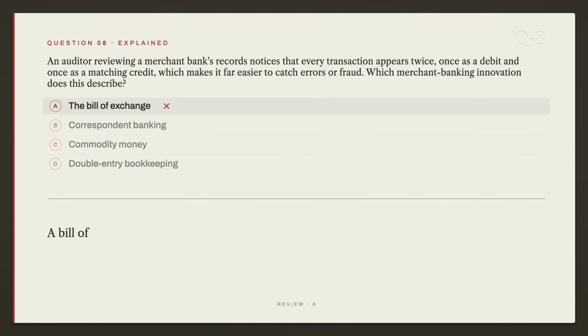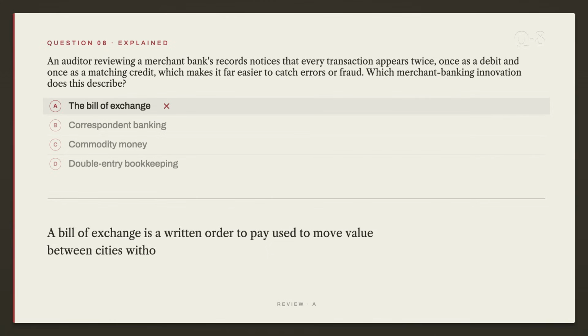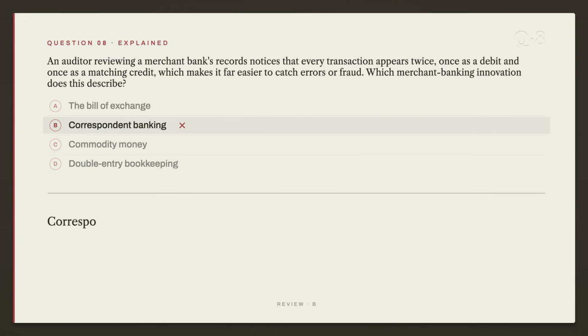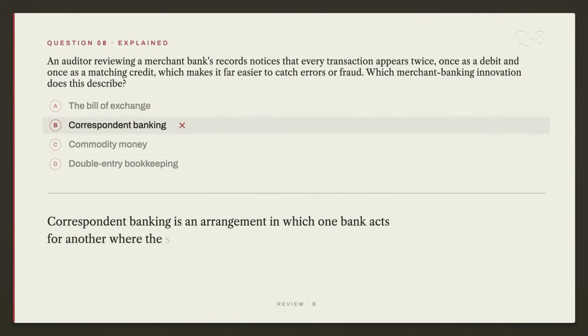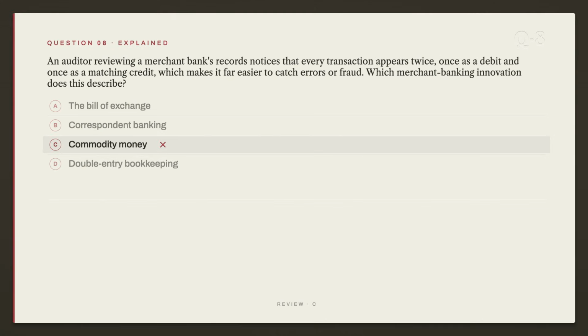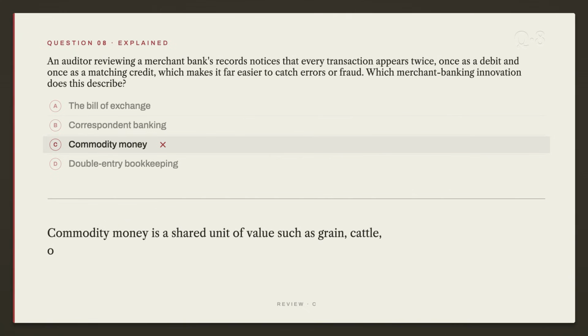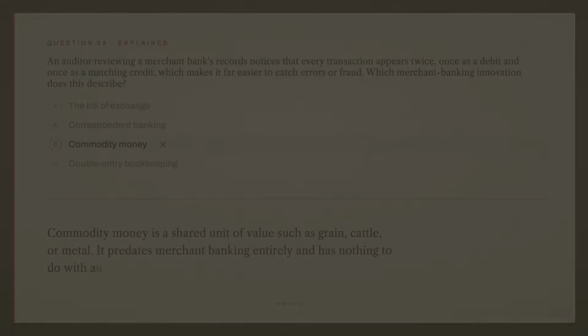A is wrong because a bill of exchange is a written order to pay used to move value between cities without moving metal. It is a financial instrument, not a method of recording transactions. B is wrong because correspondent banking is an arrangement in which one bank acts for another where the second has no presence. It governs relationships between institutions rather than how entries are recorded. C is wrong because commodity money is a shared unit of value such as grain, cattle, or metal. It predates merchant banking entirely and has nothing to do with audit trails.